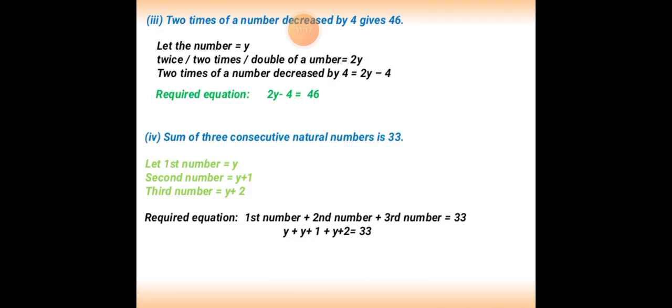2 times a number decreased by 4 gives 46. Let the number be y. Twice, 2 times, double of a number is 2y. 2 times a number decreased by 4 is 2y minus 4. The required equation is 2y minus 4 is equal to 46.